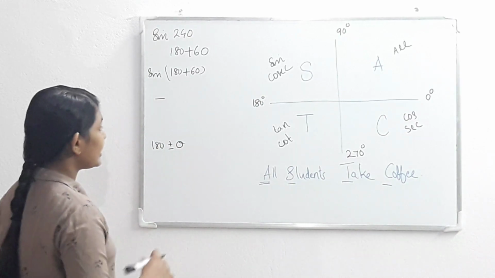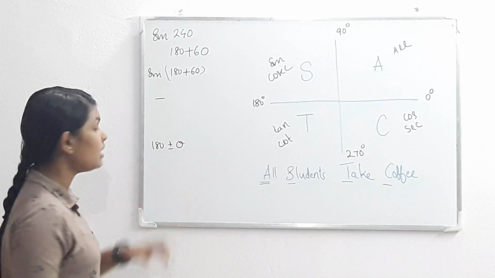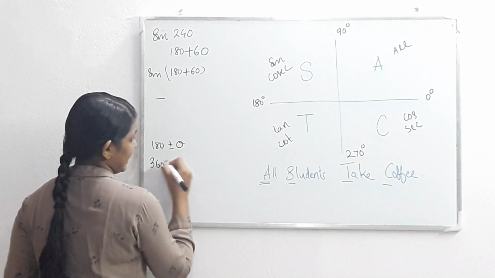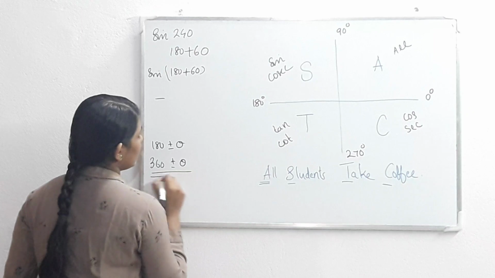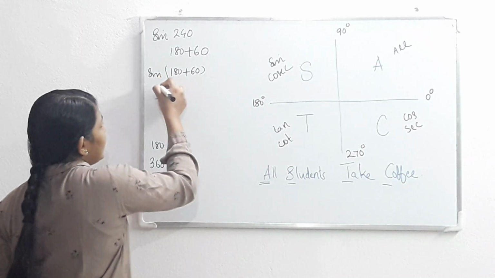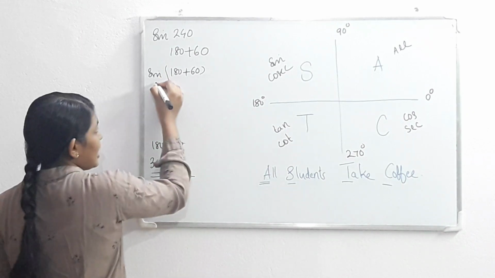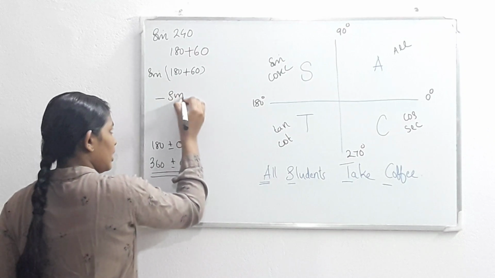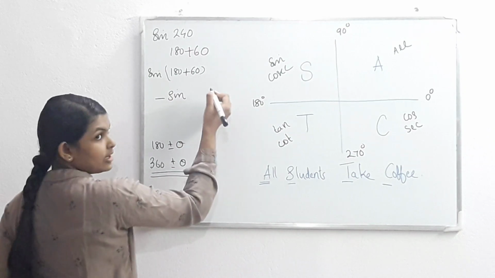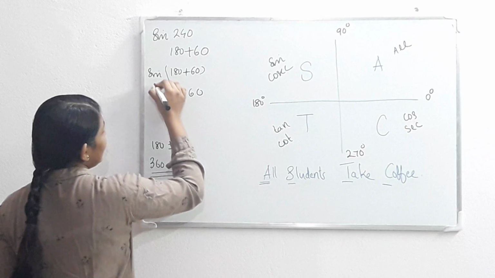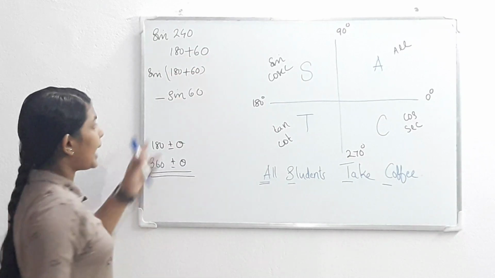If we get the angle as 180 plus or minus theta or 360 plus or minus theta, etc., we have to write the trigonometry ratio itself. That means if it is sine, we have to write sine itself. That is minus sine theta. What is the theta here? It is 60. So the sine 240 value will be equal to minus sine 60.